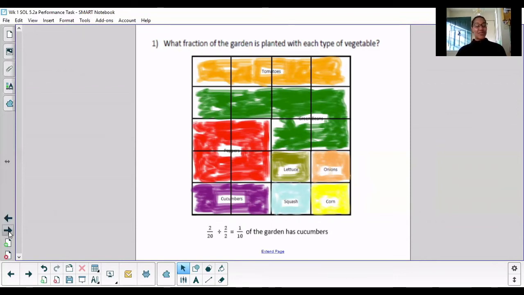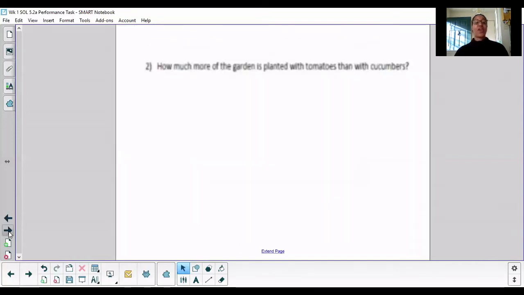You noticed that there were 2 squares out of 20. You simplified it to 1/10. Good job. 1/10 of the garden has cucumbers. And you said we could quickly finish up with squash and corn. It was 1 square out of 20. So 1/20 for squash and for corn. All right, good job. Next question.